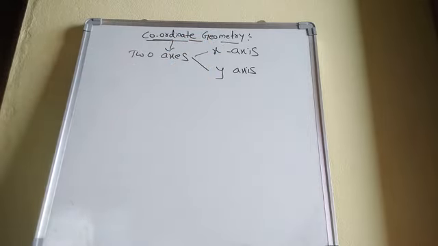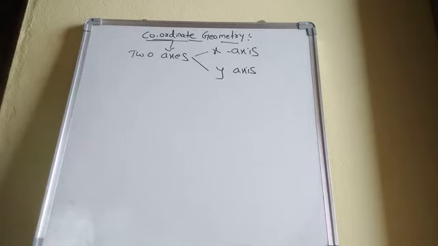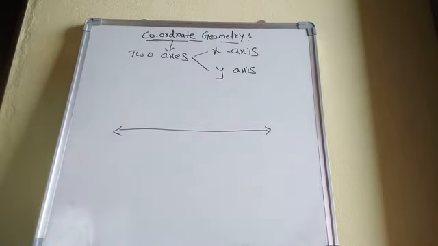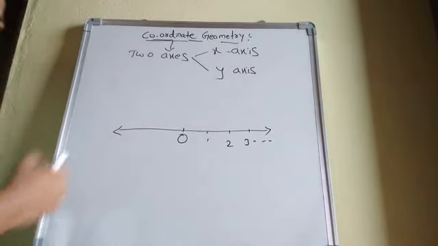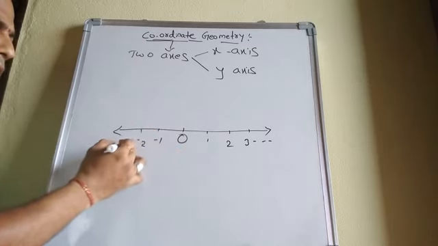Before learning how to plot a point in a plane, okay students, we will revise some basic concepts which we learned in our earlier classes. We learned about the number line. What is meant by a number line? It is a straight line which we draw, and on this straight line at the center we keep O. To its right hand side we plot positive numbers 1, 2, 3 and so on. To its left hand side we plot negative numbers -1, -2 and so on.